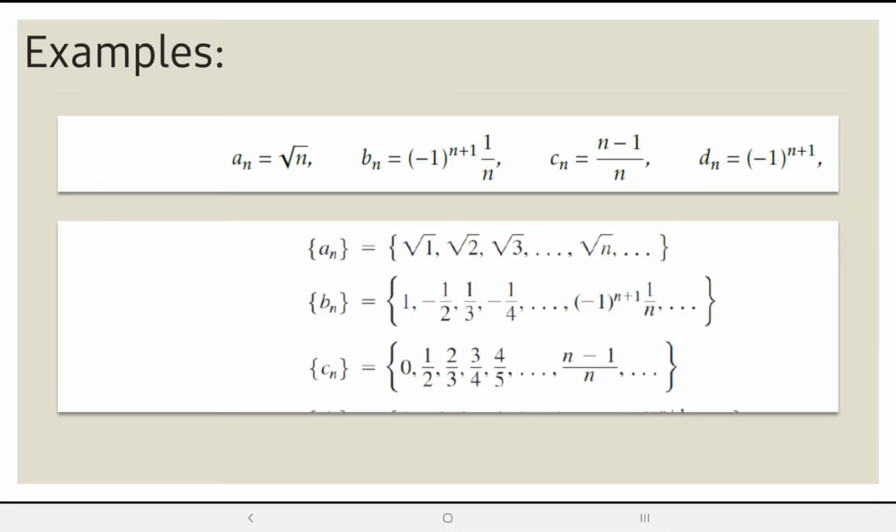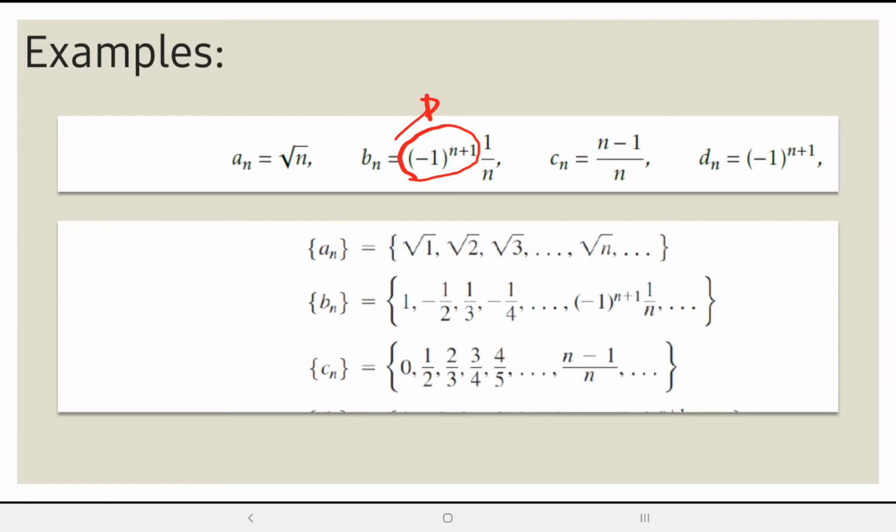Okay, so here we have a few examples of sequences. We have a sub n equal to the square root of n. B sub n is equal to negative 1 raised to n plus 1 all over n. Okay, so ito may special tawag dito. Ang tawag natin dito ay alternating series. Bakit siya alternating series? Kasi meron tayong multiplier na negative 1 raised to n plus 1. So, alternating kasi nag-alternate yung sign natin.